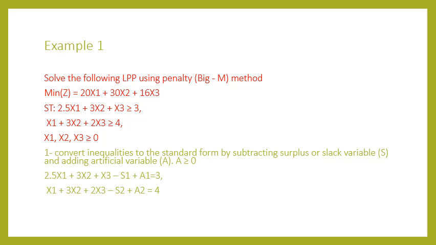So, the givens are two. The objective function is a minimization function. Very good. Number 2, the corresponding constraints are suitable. The two constraints are more than or equal.